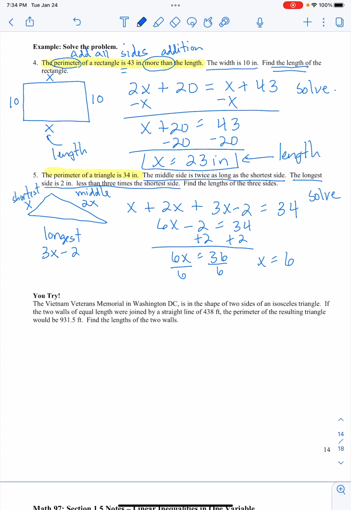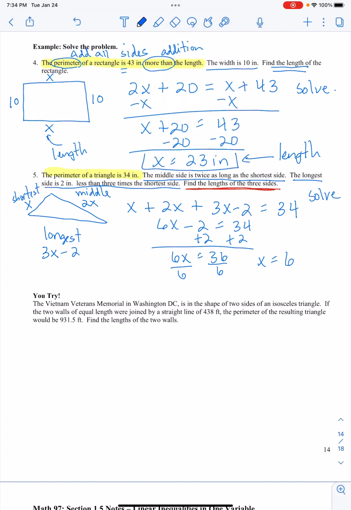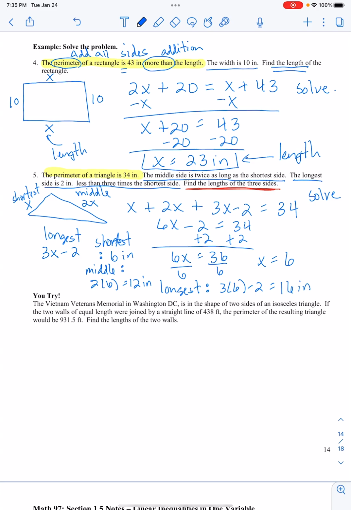It said find the lengths of all 3 sides. So now we go back and we plug in 6 all the way around the triangle. So shortest is 6 inches. Middle is twice that, so 2 times 6, which is 12 inches. And longest is 3 times that minus 2. So 3 times 6 minus 2 is 18 minus 2 is 16 inches. So here are our answers.